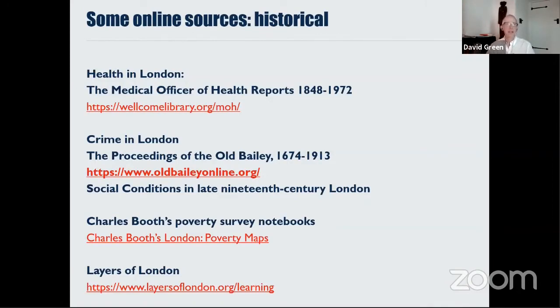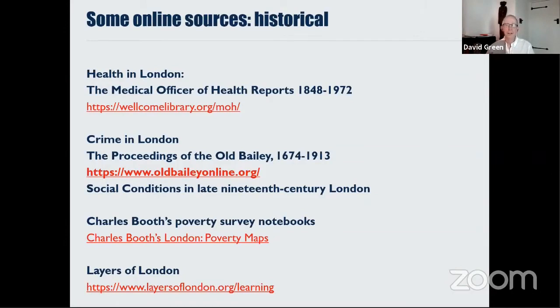We could have done this with any number of different online sources. We could have looked at medical officers of health reports. For example, where did the 1918 Spanish flu epidemic impact on London most? And I've got a dissertation student that's looking at that through these medical officer of health reports, which are all available free from the Wellcome Library.